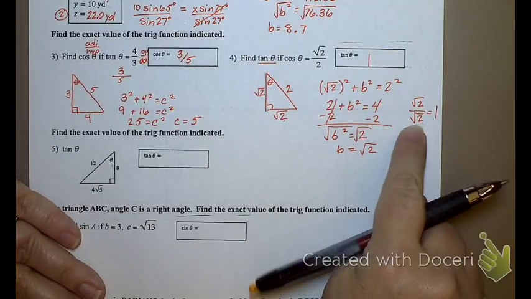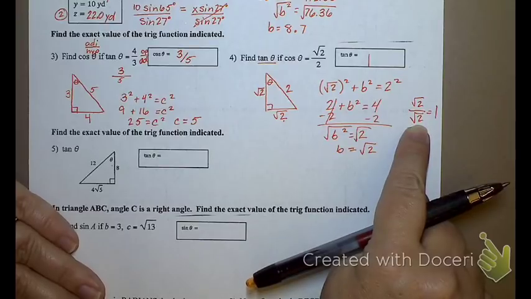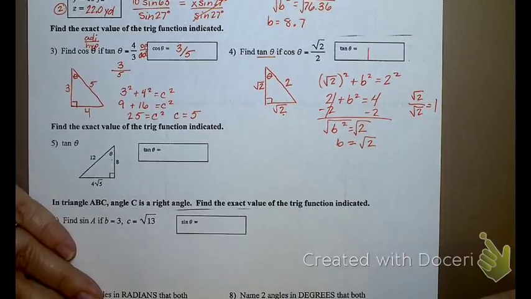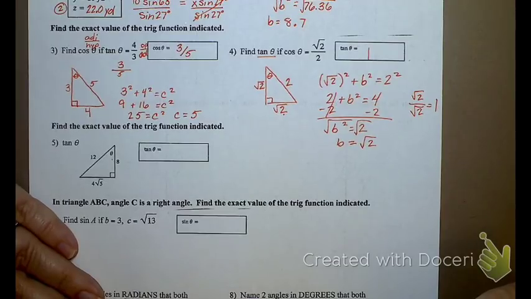Don't write this in your answer box. I don't need to see the simplifying in your answer box. Just put the 1 in the answer box. Okay? Questions there?